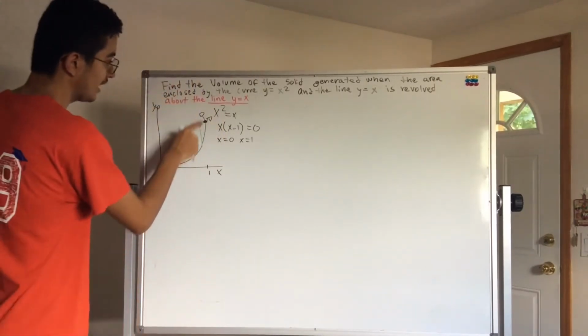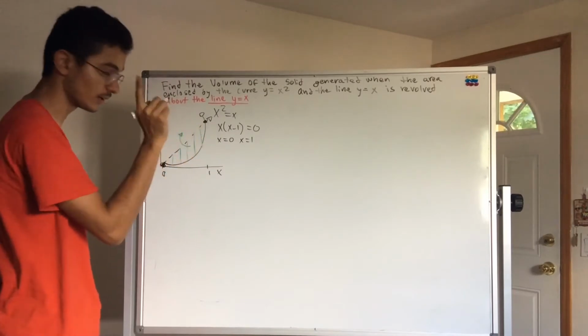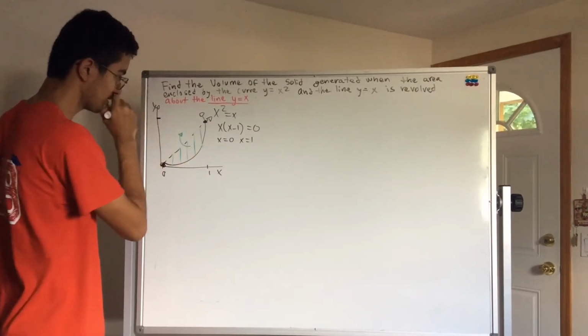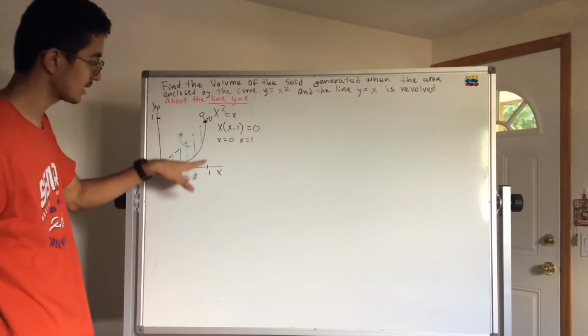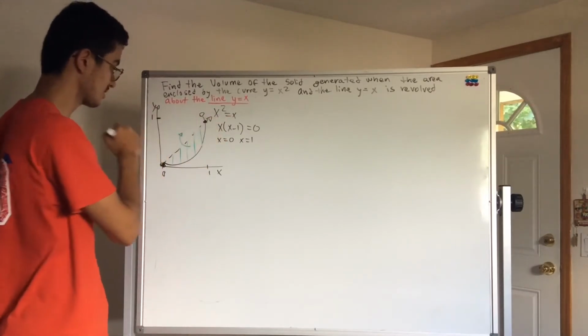Now, the y value at x equals 1 is going to be 1, because if you substitute 1 into x squared, you get 1. The same goes for x.